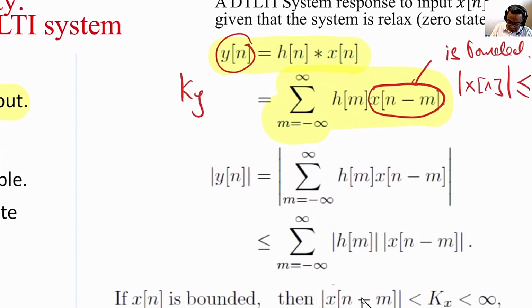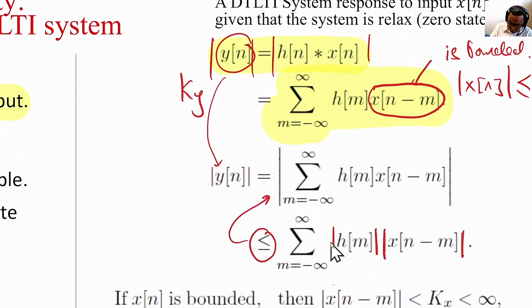The proof goes like this. We take the absolute on both sides. So on the left, we have the absolute of y of n. On the right-hand side, we have the absolute of this convolution equation. Now, remember that this term can be positive or negative. If we take each of these terms as absolute value, we are always adding up, implying that this summation is greater or equal to this previous expression over here.